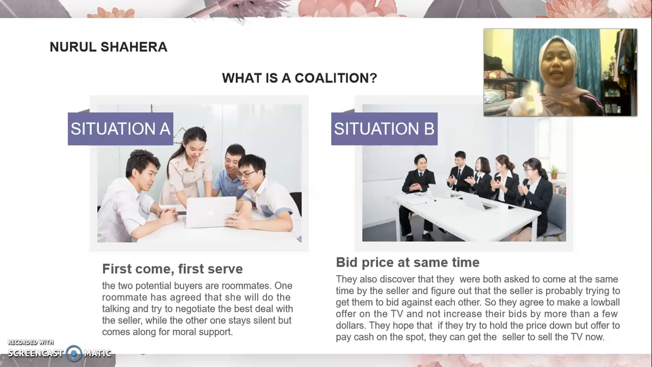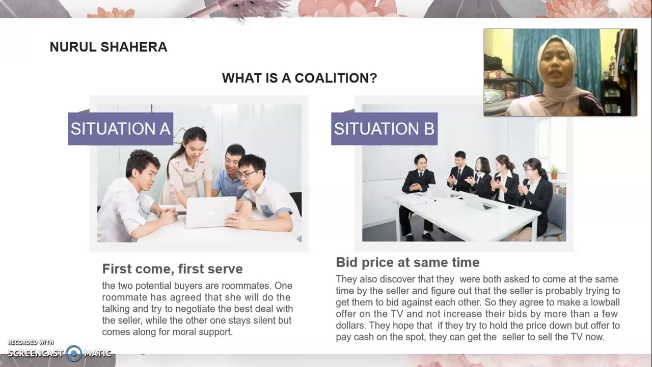So they will bid until one of the parties will no longer bid. Like, I give up with this. Okay, so another situation, I didn't put it in here because I would like to explain it verbally.